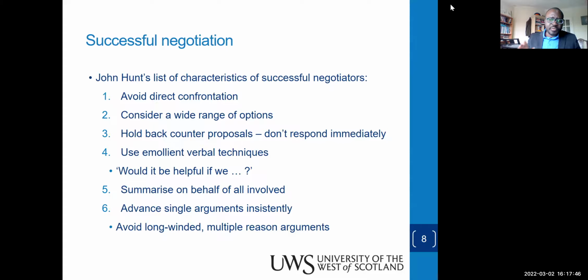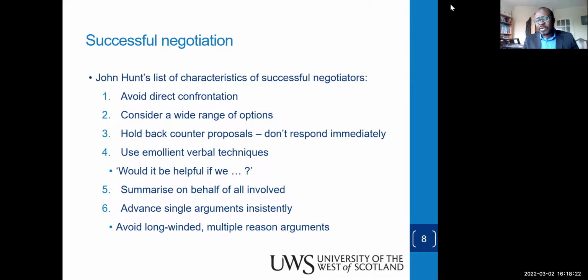Now, John Hunt provided a list in his book Managing People at Work. He came up with this approach where he says that there are some features of a successful negotiation, or successful negotiators who spearhead the negotiation process. He said, avoid direct confrontation. Don't do that. You rather agitate people, you make people angry the more. If it's possible, consider a wide range of options we can leverage on so that everybody can pick what best suits them and we all come to a compromise.